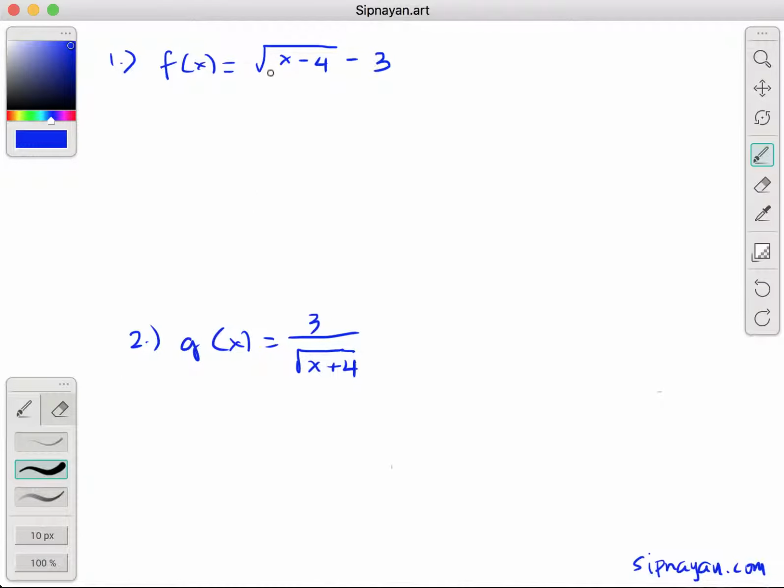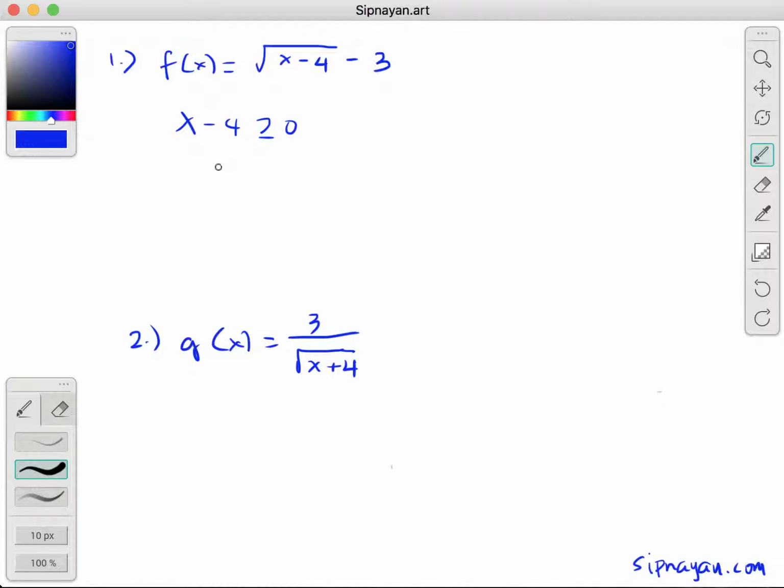From the previous video, sabi natin, the number under a radical sign must be greater than or equal to 0. Kasi hindi siya pwede maging less than 0. Pag less than 0 siya, negative siya, at square root of negative number is undefined. At sabi natin, yung domain is the set of real numbers that makes the function defined. So, ibig sabihin, itong expression na to must be greater than or equal to 0.